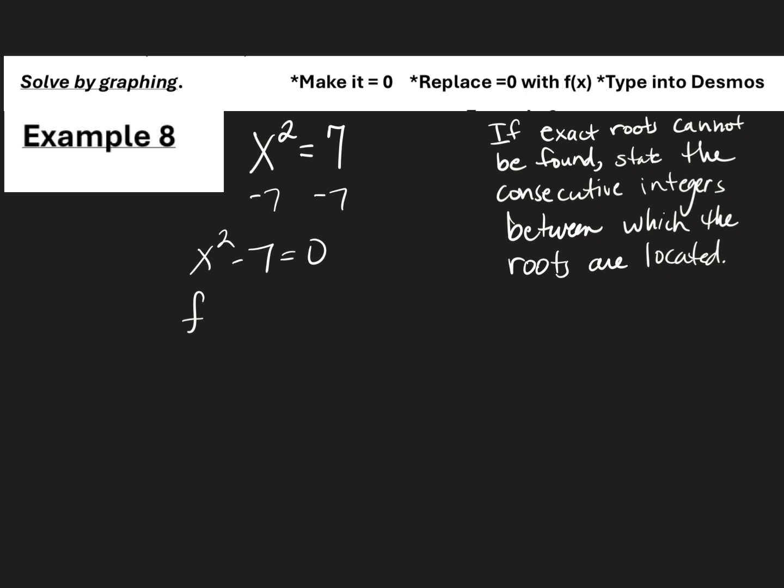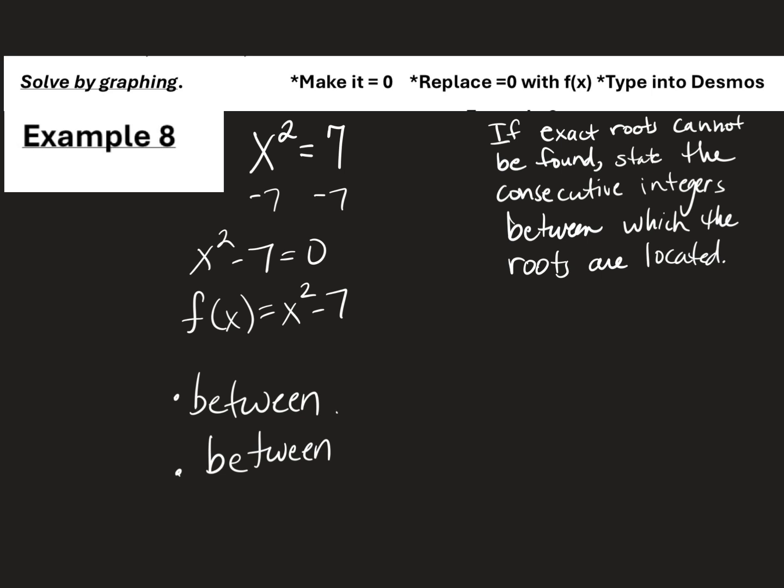You are going to type y equals x squared minus 7 into Desmos, and then you're going to tell me between what two integers the solutions are. Now, I believe there are two solutions. If not, we'll discuss that in class. So find the two integers that the solutions are between. Don't find the exact values, find the two consecutive integers that the solutions are between.